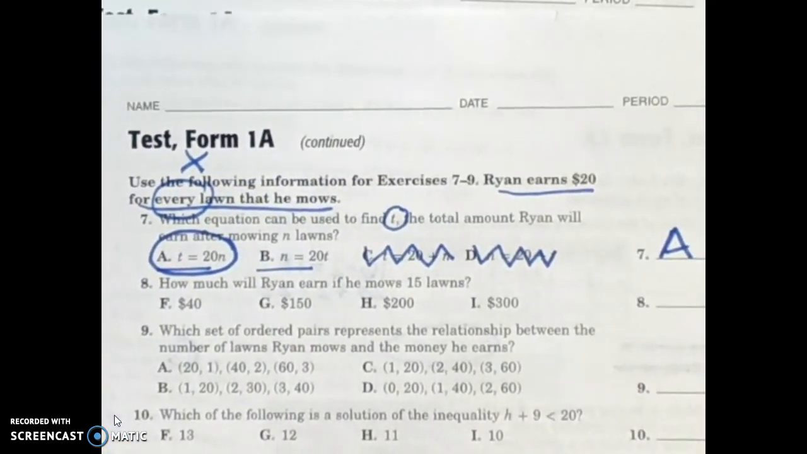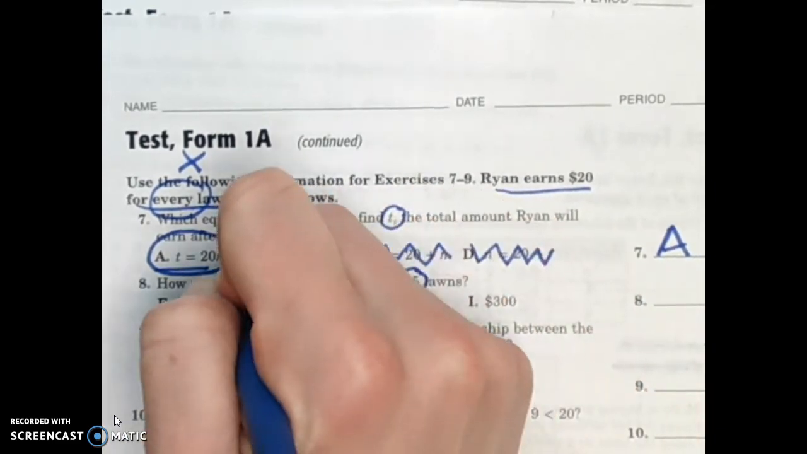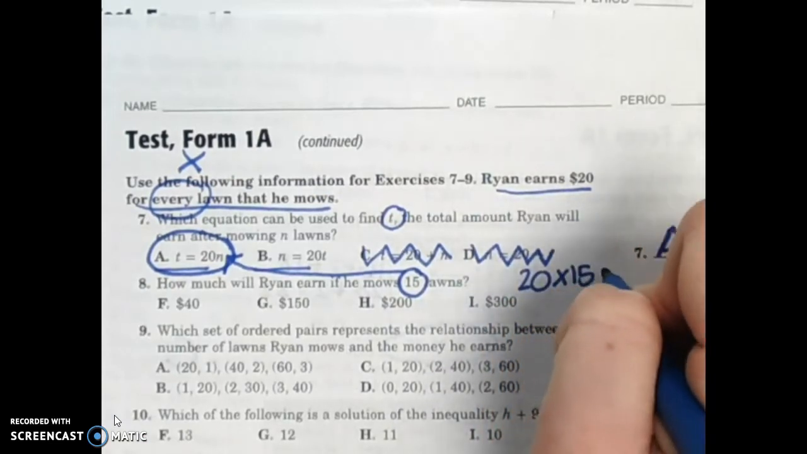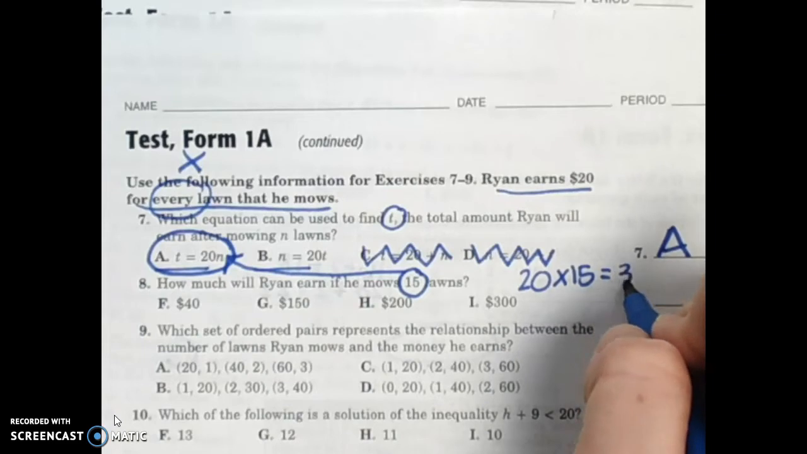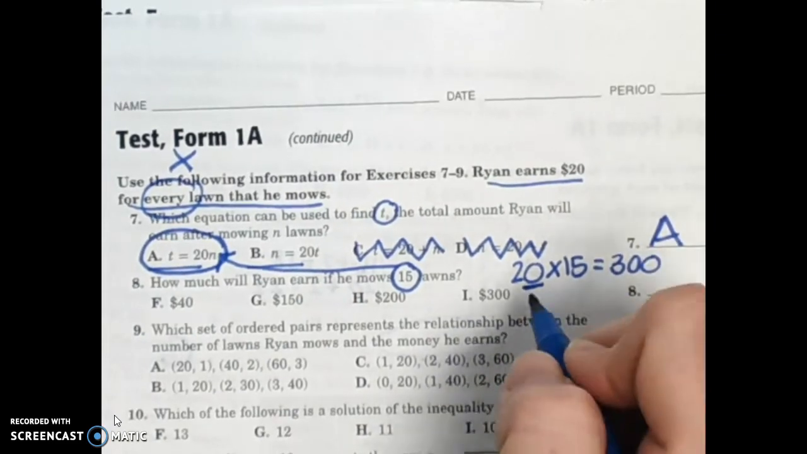How much will Ryan earn if he mowed 15 lawns? So we're going to put 15 in for N. So we have 20 times 15. I know that 2 times 15 is 30. And then we're just going to add that extra 0. So we get 300, which is letter I.